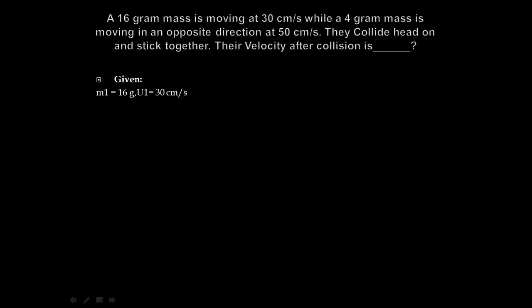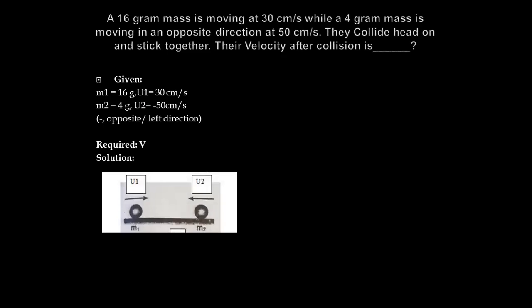So we are given 16 grams as the first mass, M1, and its initial velocity at 30 centimeters per second for its U1. M2 will be represented by the 4 grams, with its initial velocity prior to the impact at 50 centimeters per second, but we're going to make it negative because it's in the opposite, left direction. Now, we are required to determine the velocity after the collision as variable v.